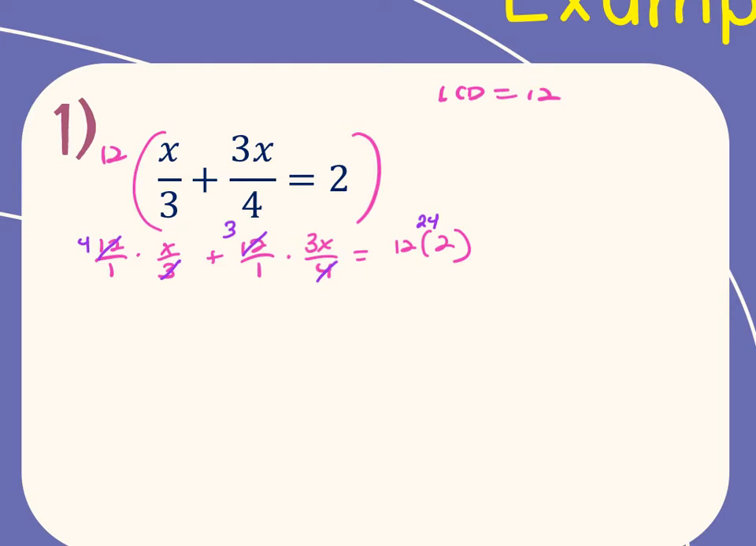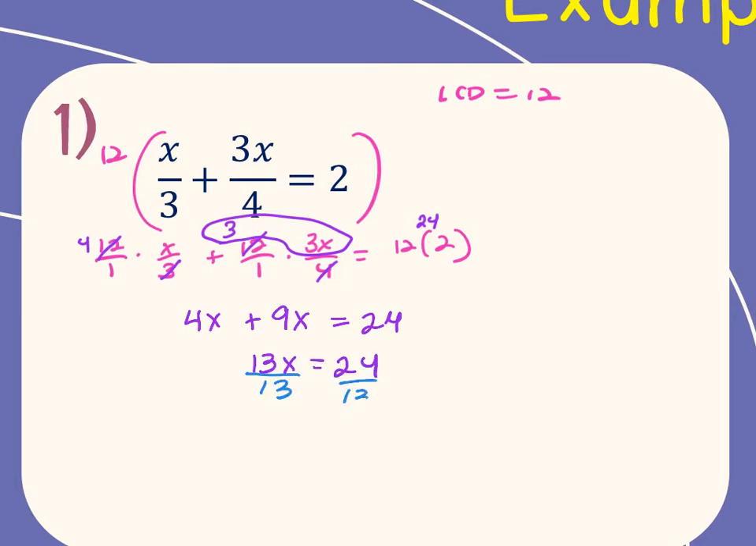So in the first one, I get 4 times x, which is 4x over 1, plus 3 times 3x, which is 9x, equals 24. I get 13x equals 24. Divide both sides by 13. And x is 24 over 13, which can't be reduced, and does not need to be in mixed number form. You can leave it just the way that it is.